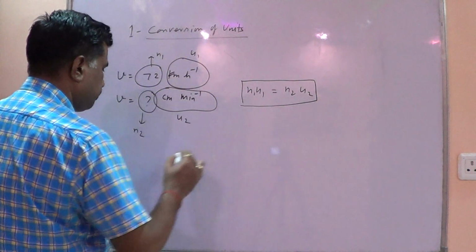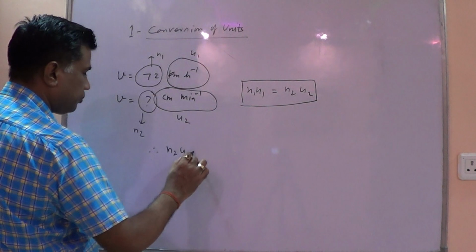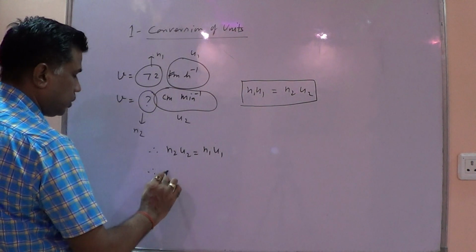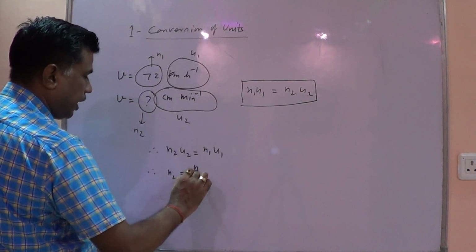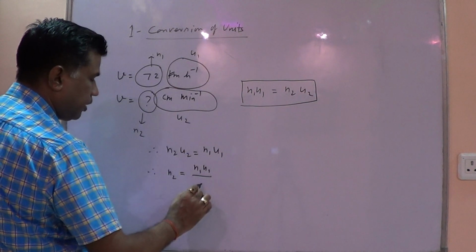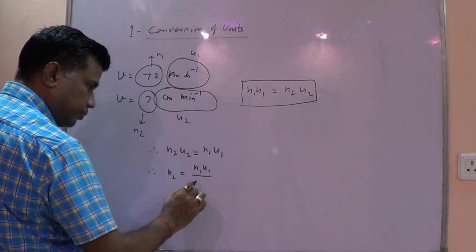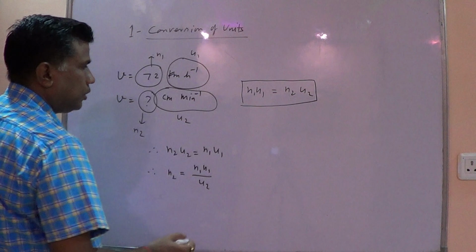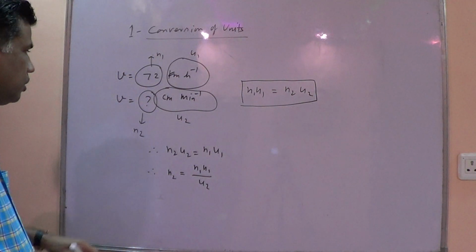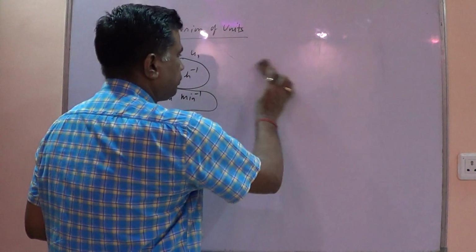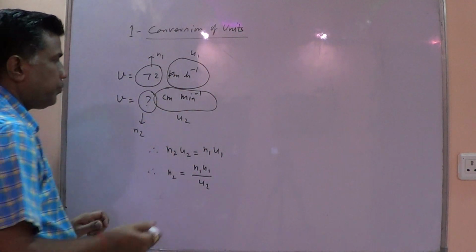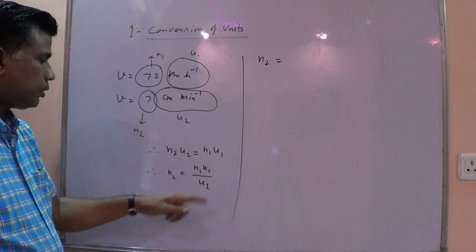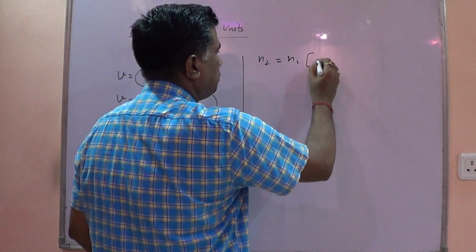According to this formula, we can write n2 u2 is equal to n1 u1. So we have to find this n2. So I will take this n2 alone, and n1 u1, this u2 will be divided in the denominator of RHS, right hand side. So it will be n1 u1 by u2. Now I am going to substitute values to solve for this n2. So I can write n2 is equal to n1 into u1 by u2.